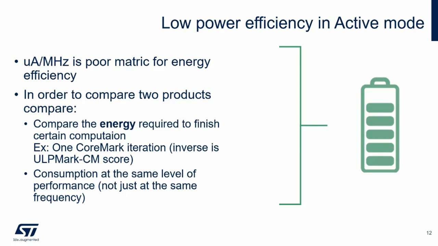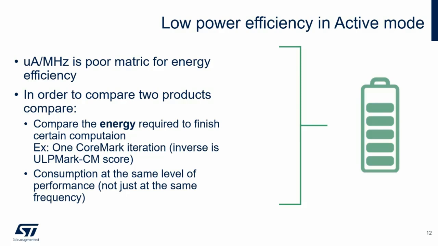Second of all, as you'll see later, STM32L5 includes an internal SMPS, so unit of energy instead of current provide better and more accurate description than just current at certain VDD voltage. The better way to compare two products is to measure the energy that is required to compute certain tasks, for example, one CoreMark iteration. In fact, EEMBC provides a standardized method to measure the consumption while running the CoreMark.